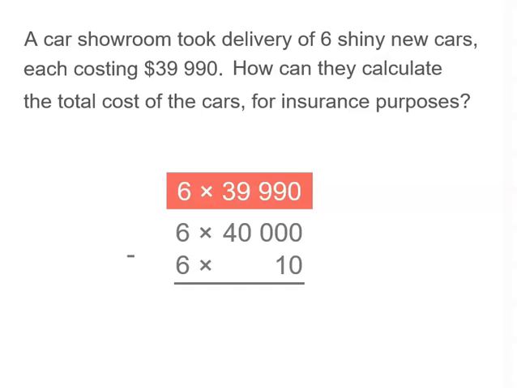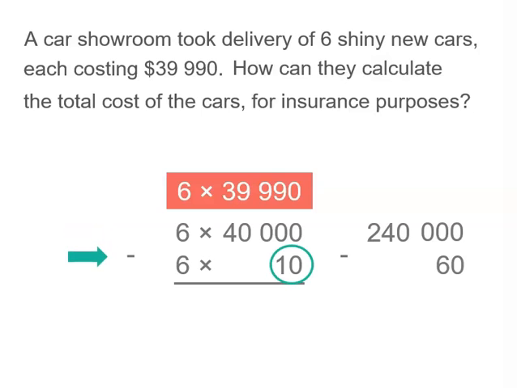Now here's the thing. 6 multiplied by 40, let's have a look at that. 6 multiplied by 4 is 24, 6 40s are 240, but it's 40,000, so that's 240,000. So I've already multiplied that part just like that. And then I need to subtract 6 tens, which are 60.